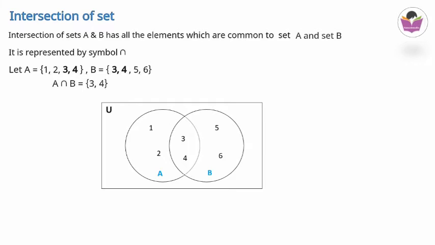Now we are going to mark which portion represents the intersection. As we know, the common portion for both A and B, that is this area carrying 3 and 4. So this is the portion representing the intersection of sets, and we can mark it as A intersection B. And when you are marking A union B, the entire portion of the two circles will be coming. But A intersection B means only the common portion.